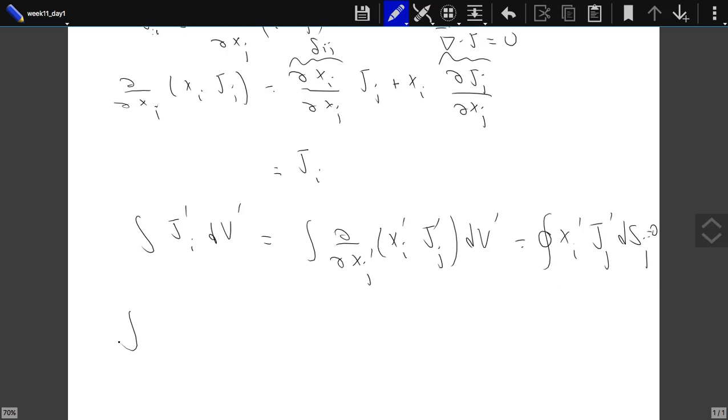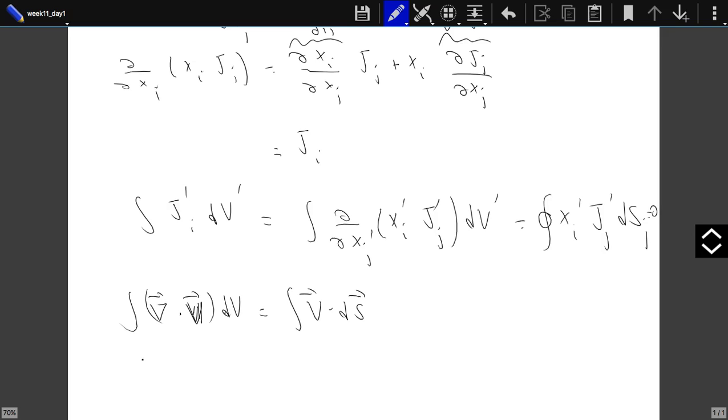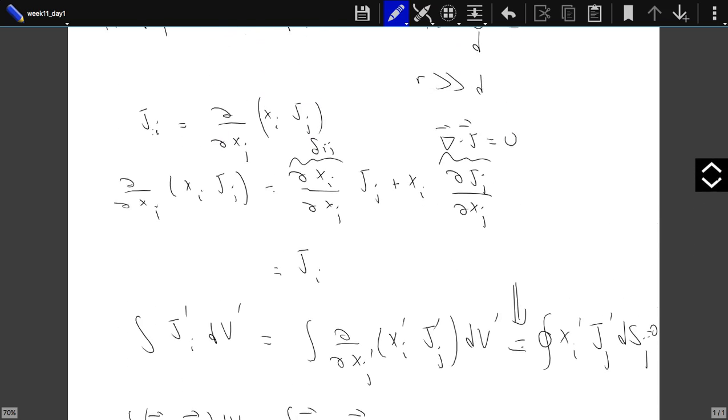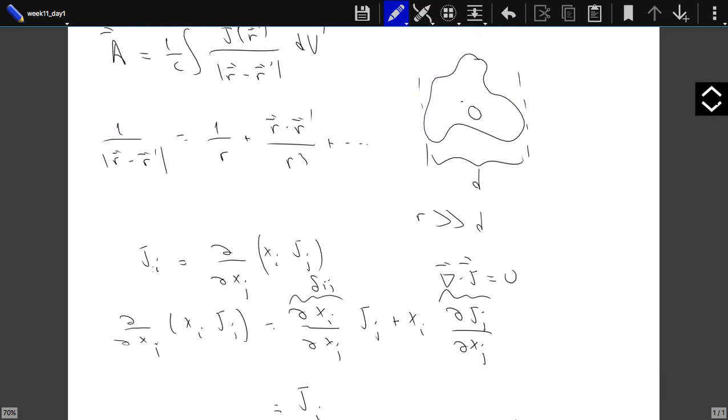Well, you see, this expression that I use is nothing but this relation. Let's say any vector field V, integrated over a given volume, is equal to the integral of V dot dS, or in terms of its components, the integral of del over del x_j of V_j dV is equal to the integral of V_j dS_j. This is what I use in this equality. Now, this we had already discussed.